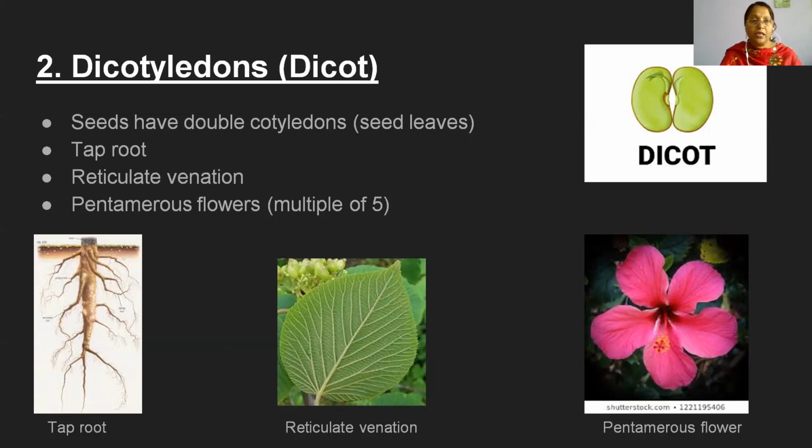And in the leaf, reticulate venation is present. That means one main vein is there, and from the main vein, the side veins come out in the leaf, and this is known as reticulate venation. And the flower is pentamerous. That means 5 petals are present. And what do you mean by multiple of 5? That means either 5 petals will be there, or multiples of 5, like 5, 10, 15, 20, 25, etc.